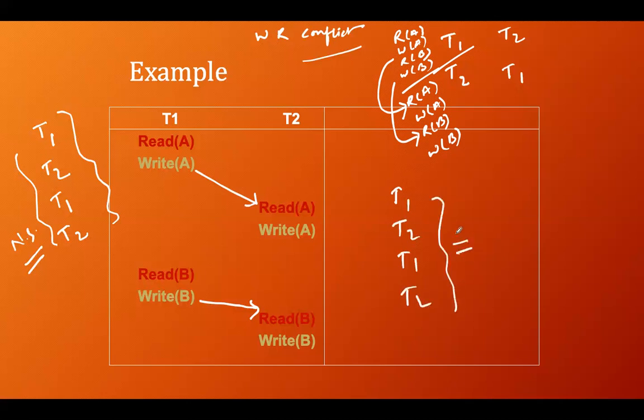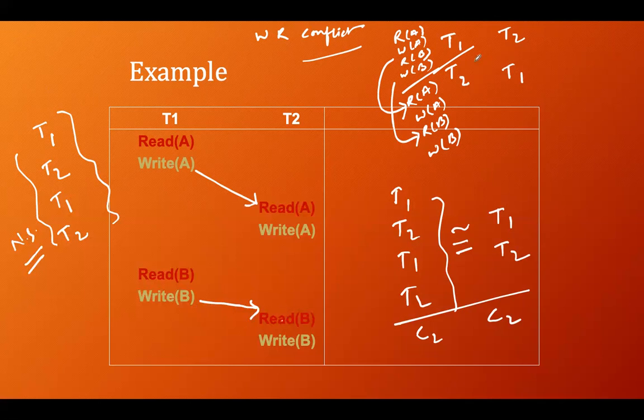I find the equivalent serial schedule which is having all those conflicts. Here we have two conflicts. Here also we have these two conflicts. Write and then after that read. Write and then after that read on B. Write, after that there is a read. Write, after that there is a read.